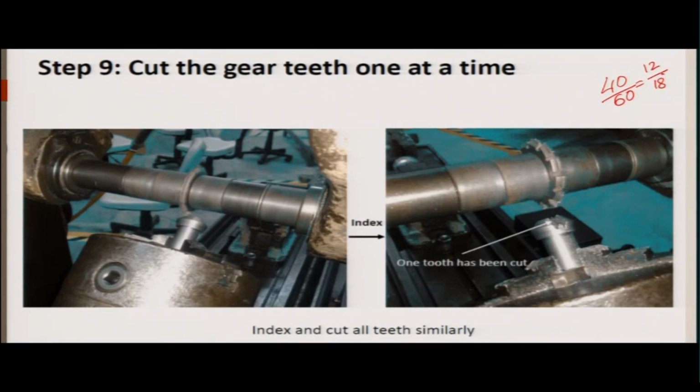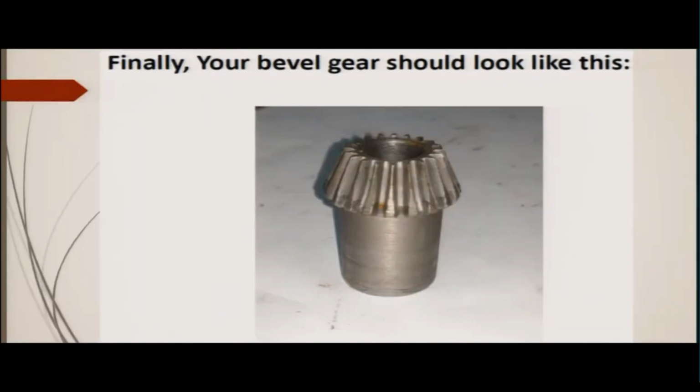So, that means when there are 18 holes on the periphery, out of that only 12 holes you rotate, not a complete rotation, but up to 12 holes. Okay. So, that is how you can cut any number of teeth that is required. So, here you have the bevel gear that you have actually cut.